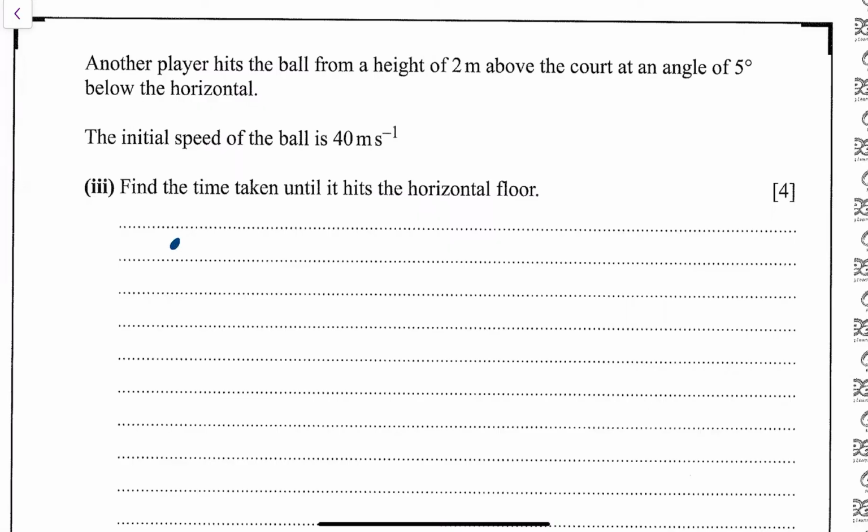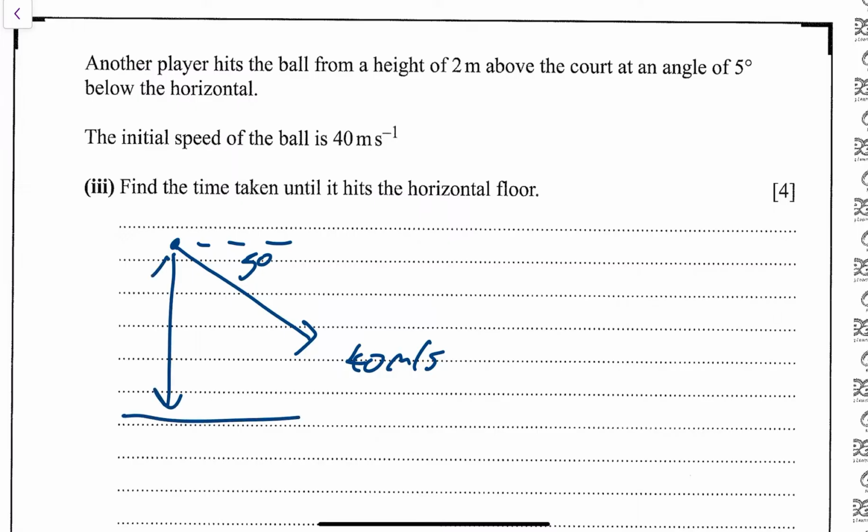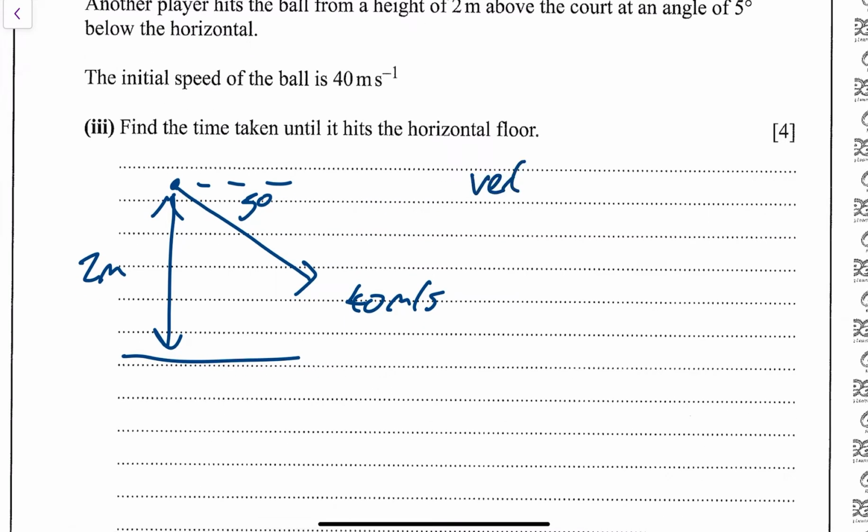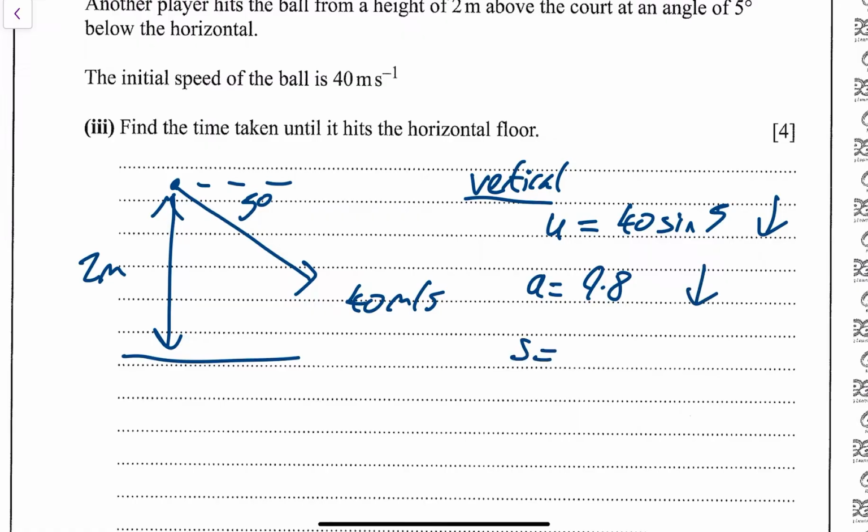Okay, sort of different question here. 5 degrees below the horizontal, there's my diagram, and the speed was 40 meters per second, and the distance from the ground, that was a height of 2 meters. So I'm just going to go vertically. My u is initially 40 sine 5. My acceleration is 9.8 downwards. My distance is 2, and we just want to find the time.